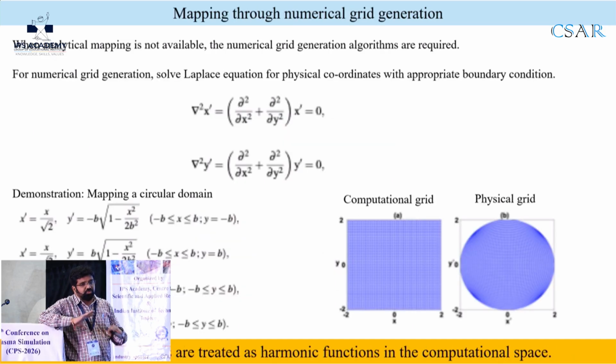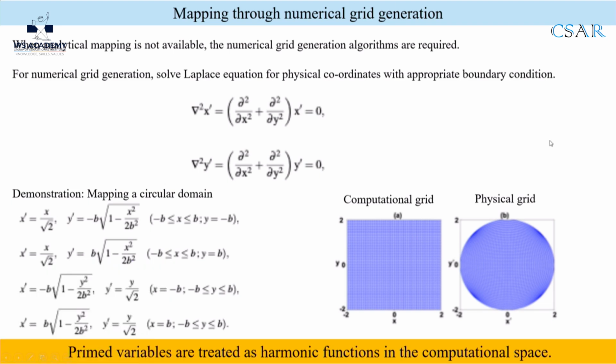Okay, but the question you may ask is, do I have to have an analytical mapping only? No, I can actually generate a numerical grid and construct my Jacobian by taking a finite difference on that numerical grid. So this is what we did. We found out how to generate a numerical grid. Here, this is my computational grid, and this is my physical grid, which is now a circle. And how do you generate a numerical grid? Interestingly, you again have to solve a Laplace problem.